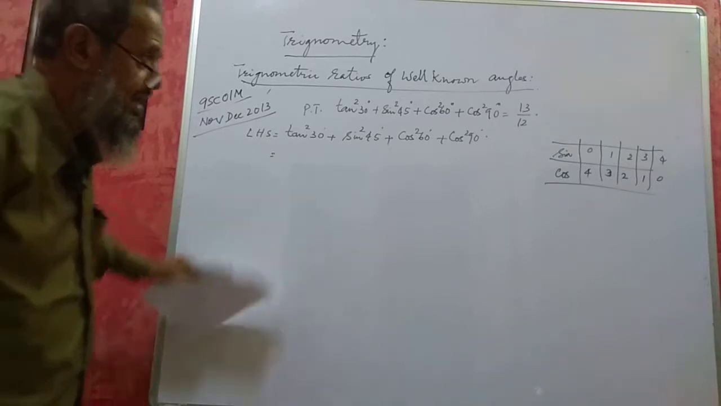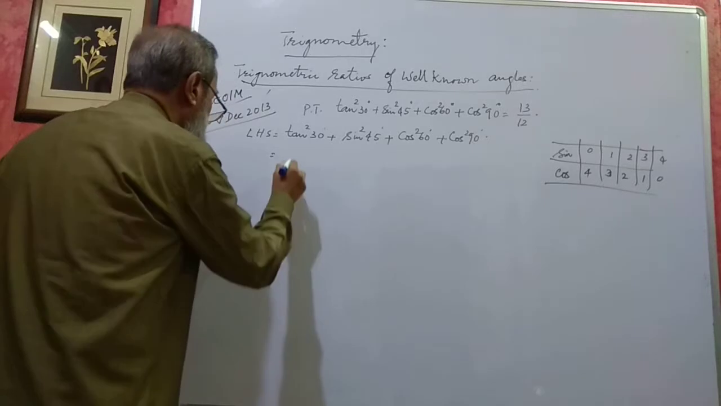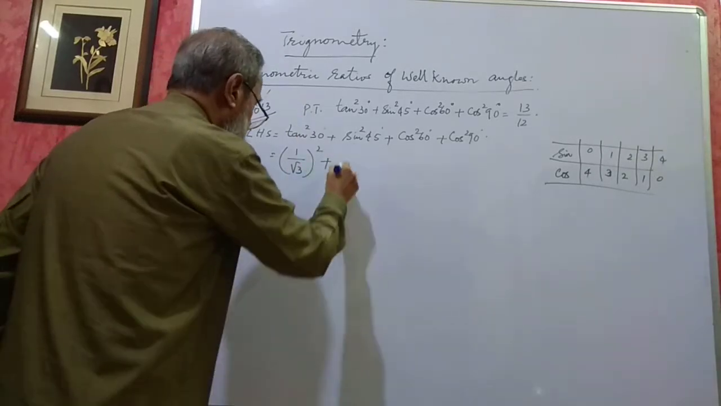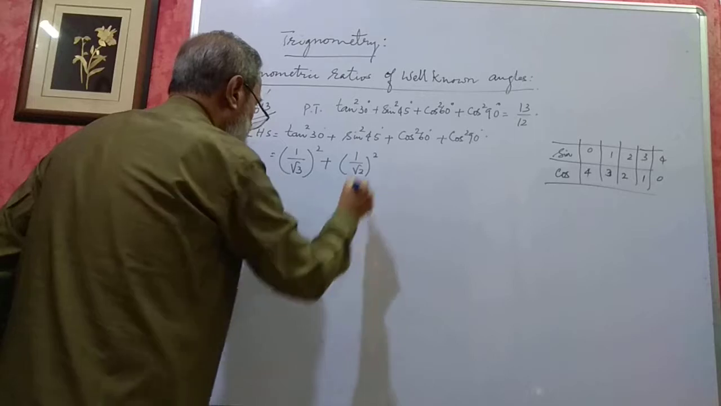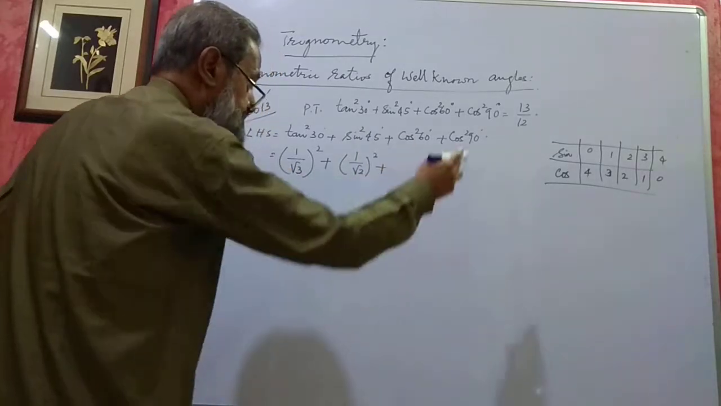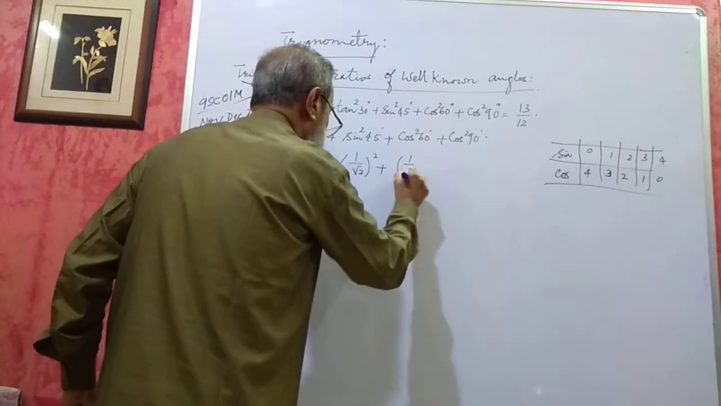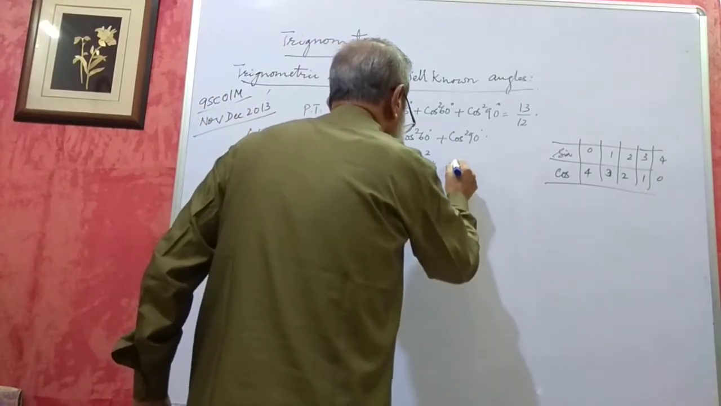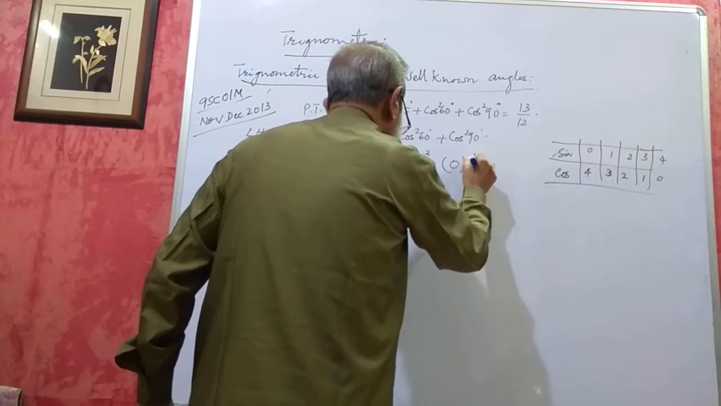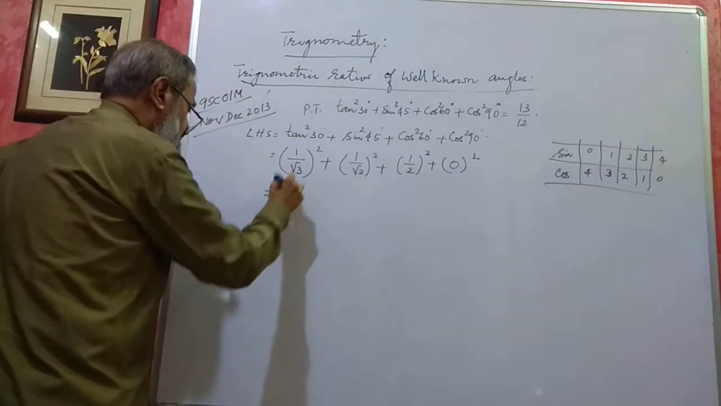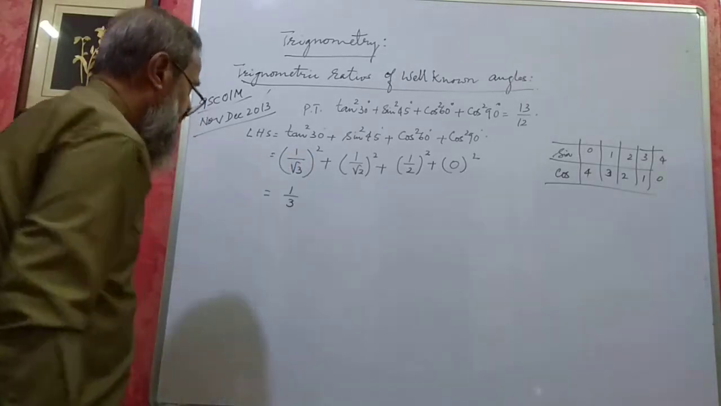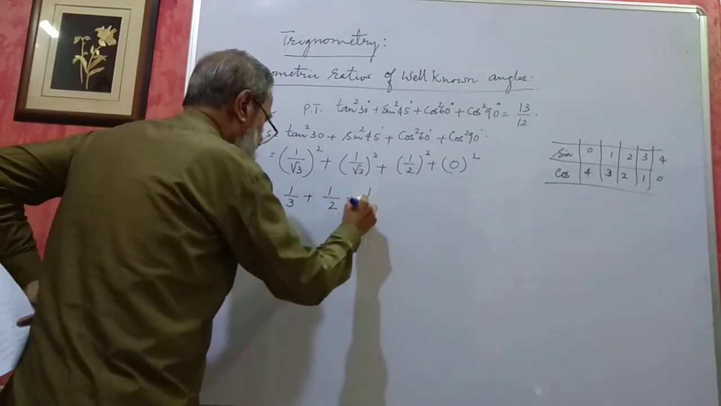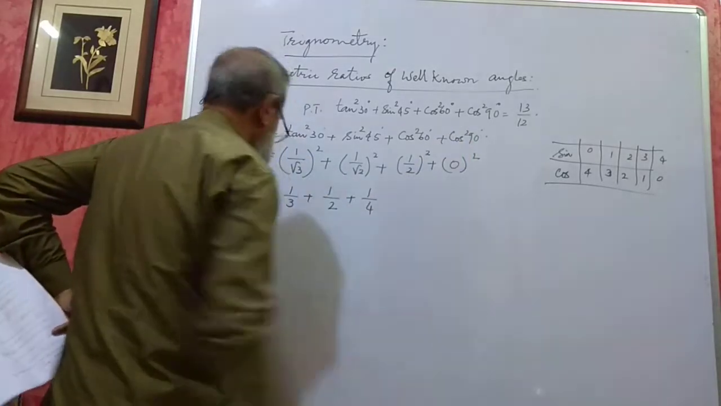Tan 30 is 1 by root 3, square of that, because it is tan square. Sin 45 is 1 by root 2, square of that, plus cos 60 is 1 by 2, square of that, plus cos 90 is 0. Cos 90 is 0, 0 square. So this is 1 square is 1 only, root 3 square is 3, plus 1 by 2 plus 1 by 4. This can be omitted, 0.